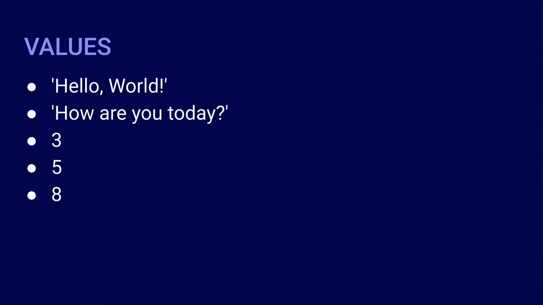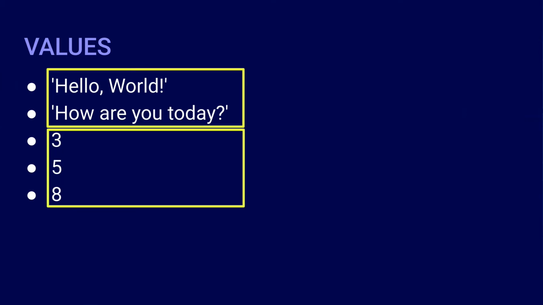Values come in many different shapes and forms. If you look at the values "hello world," "how are you today," 3, 5, and 8, you can intuitively find a way to group them. You would most likely group 3, 5, and 8 together because they are all numbers. As for "hello world" and "how are you today," on the other hand, you'd probably put them in a separate group.